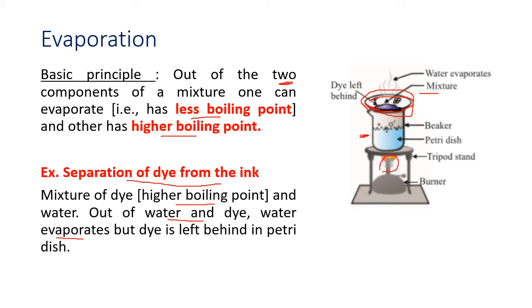Okay, and why are we doing this arrangement? Because we do not want to heat the ink directly. You should not put the ink on the flame. You don't heat the ink directly. You put a beaker of water, half filled with water, a watch glass, and you fill the ink on the watch glass. Do not heat the ink directly.